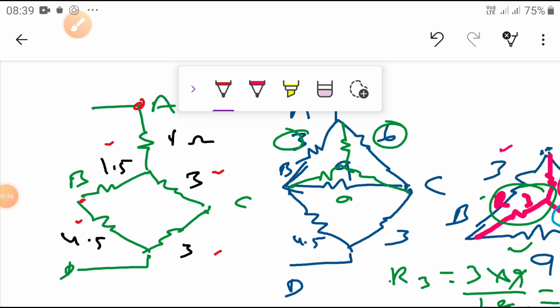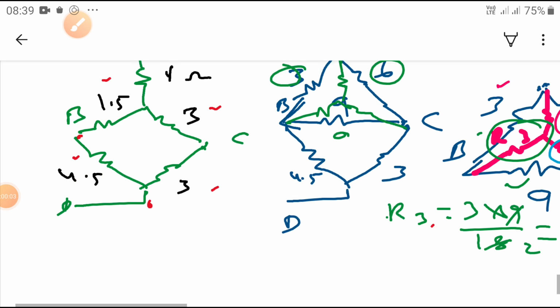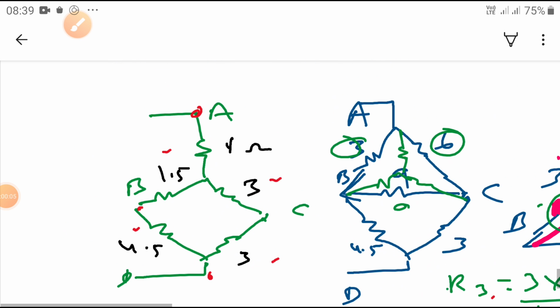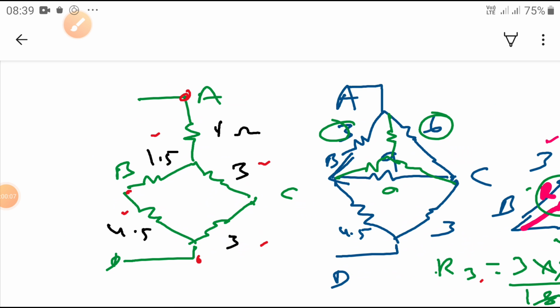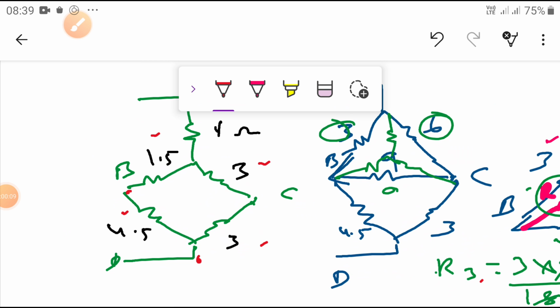I want the value in between this. Stretch it, then I am going to get the equation. So what equation am I going to get? Now simply I can write it. So this equation is similar, this is a terminal.